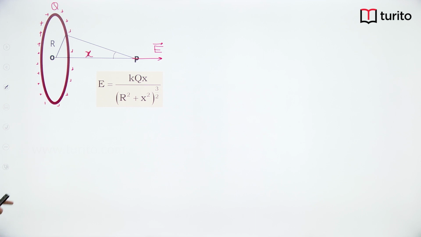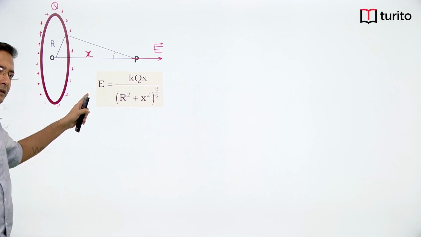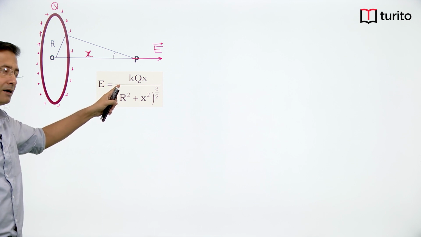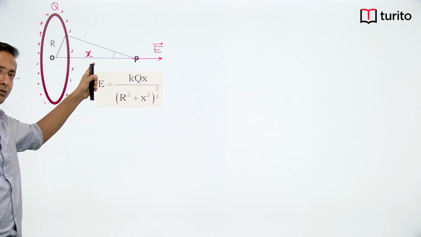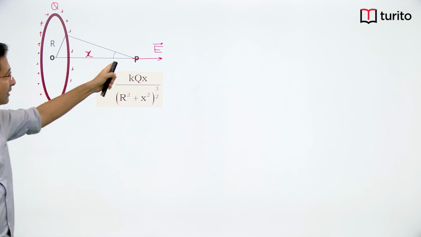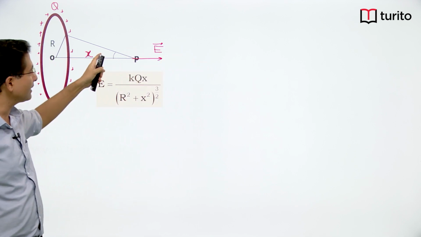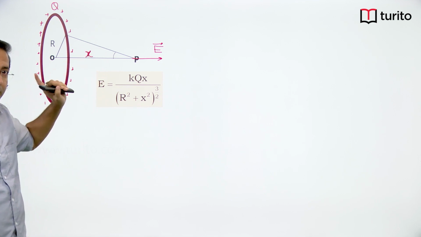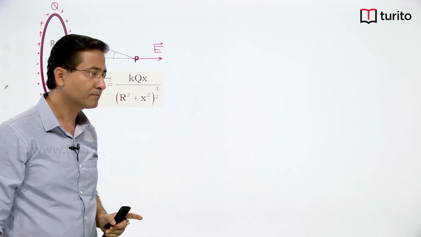And when we talked about the variation of the field, we saw that this field achieves its maximum at x equal to r by root 2 and then it reduces further. So at the center it will be 0, at infinity it will be 0, and somewhere at x equal to r by root 2 it will be maximum.